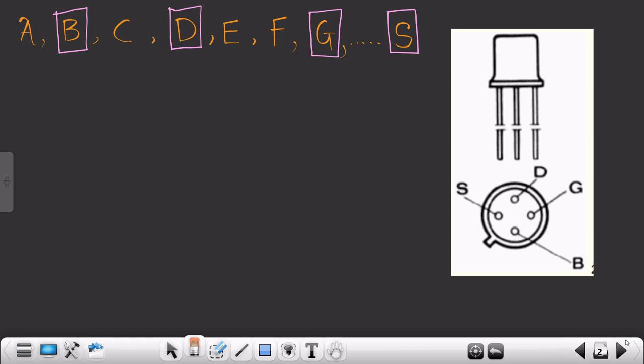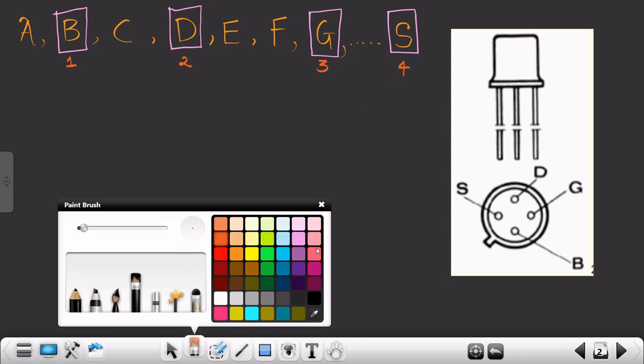Okay, next slide, sorry. Yeah, so I hope you are very much well aware of the alphabets, that is A, B, C, D, E, F, G and so on up till Z. But out of this alphabet, we need to go sequence wise, and we just need 4 alphabets, that is B, D, G and S. So I will just number these alphabets. I'll number B as 1, D as 2, G as 3 and S as 4. That means B means body, D means drain, G means gate and S means source. Okay, so let me write over here.